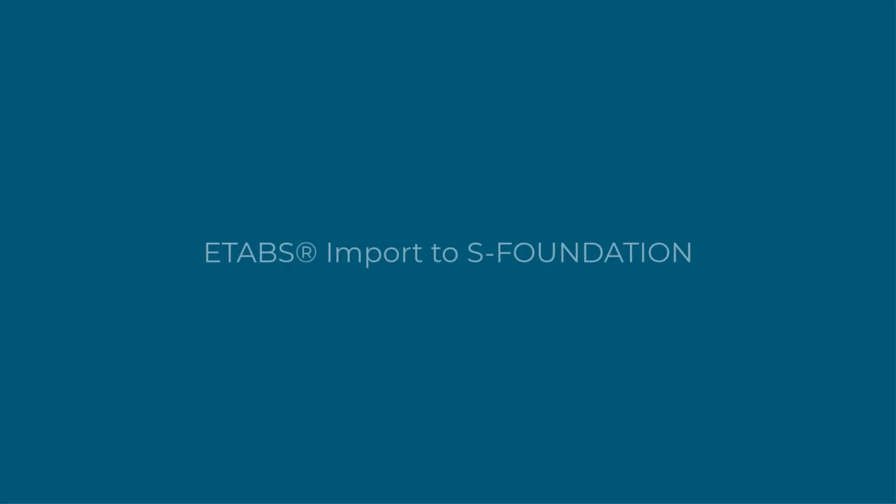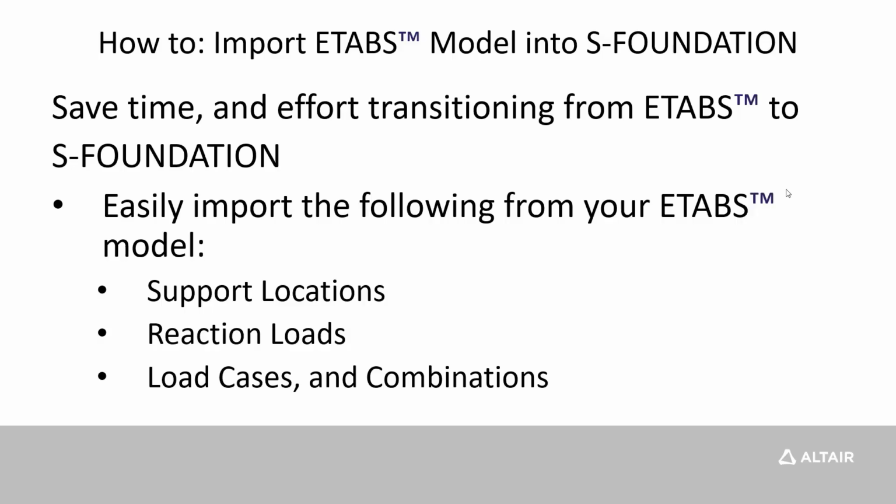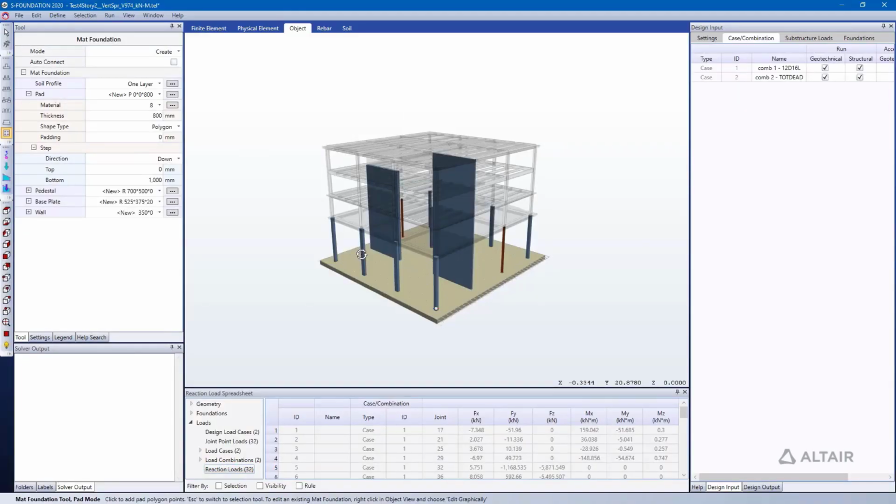In this video, we're going to look at how we can import ETABS model data and loads into an S Foundation model. And why might we want to do this? Well, it will help save time and effort when transitioning from ETABS to S Foundation. And if we have the information of our superstructure already in an ETABS model, then we can import the following data into S Foundation: support locations, reaction loads, load cases and combinations, and then we can design our foundations in S Foundation using this information.